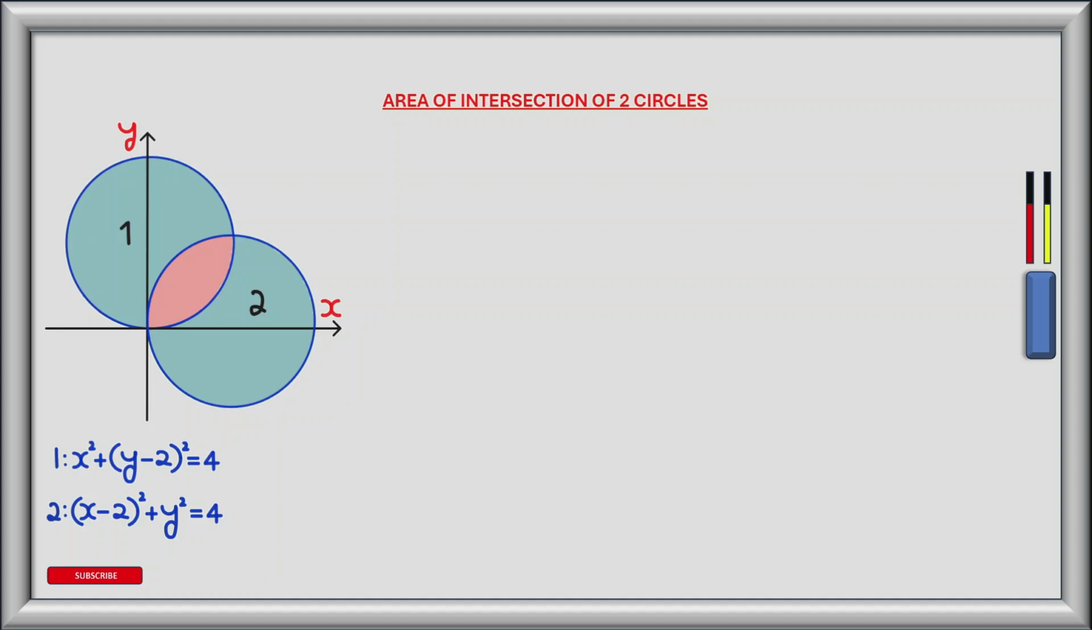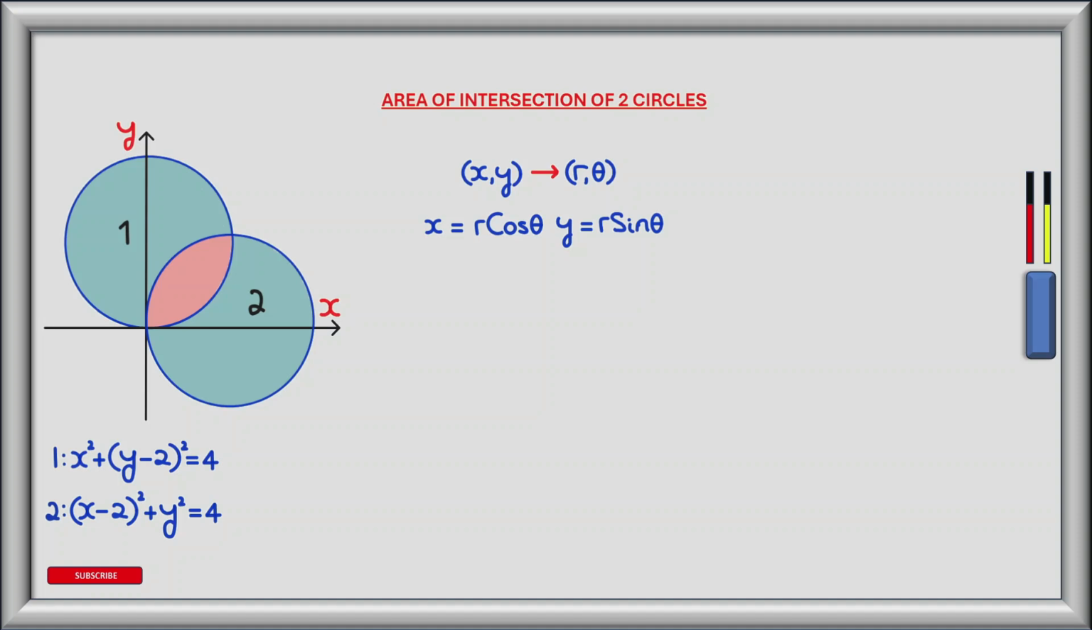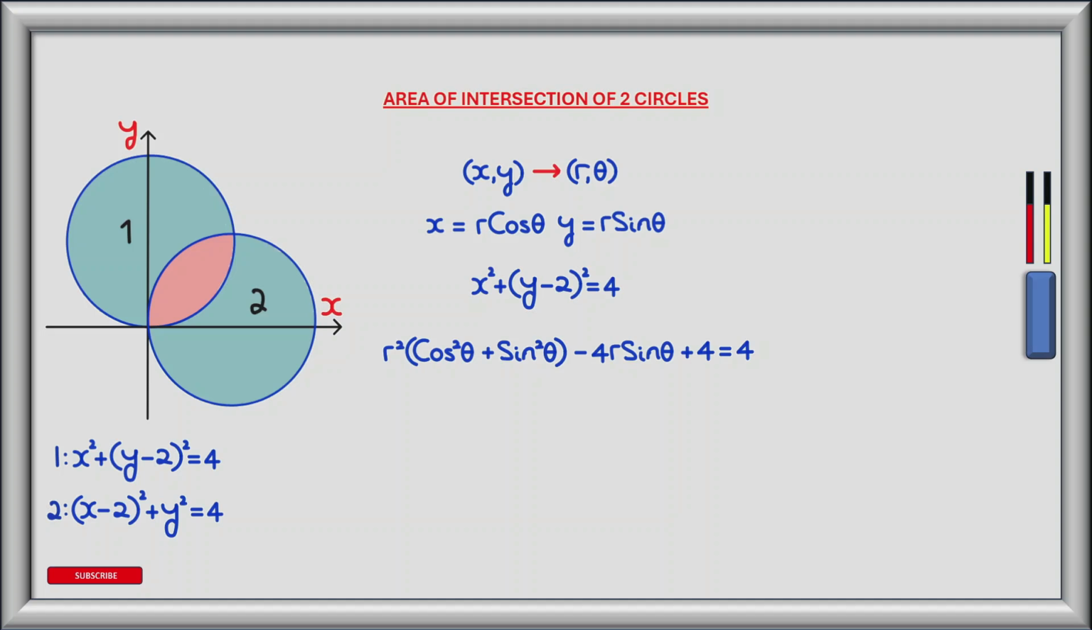The first step in finding the area is to convert the equations of each circle from Cartesian coordinates to polar coordinates. To do this, we'll substitute r cos theta for x and r sin theta for y. Making the substitution for x and y gives r squared into the bracket of cos squared theta plus sin squared theta, minus 4r sin theta, plus 4 is equal to 4.